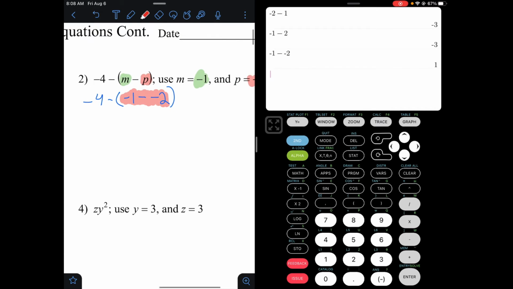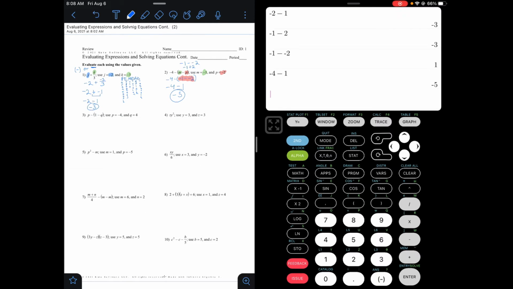Or you could do it in your head, right? We had -1 minus -2. Two negatives make a positive when they're right next to each other. So we get -1 plus 2, which is going to give us a 1. All right. So we get -4 minus 1. And again, you could just go to your calculator, plug it in, which is going to give us a -5.